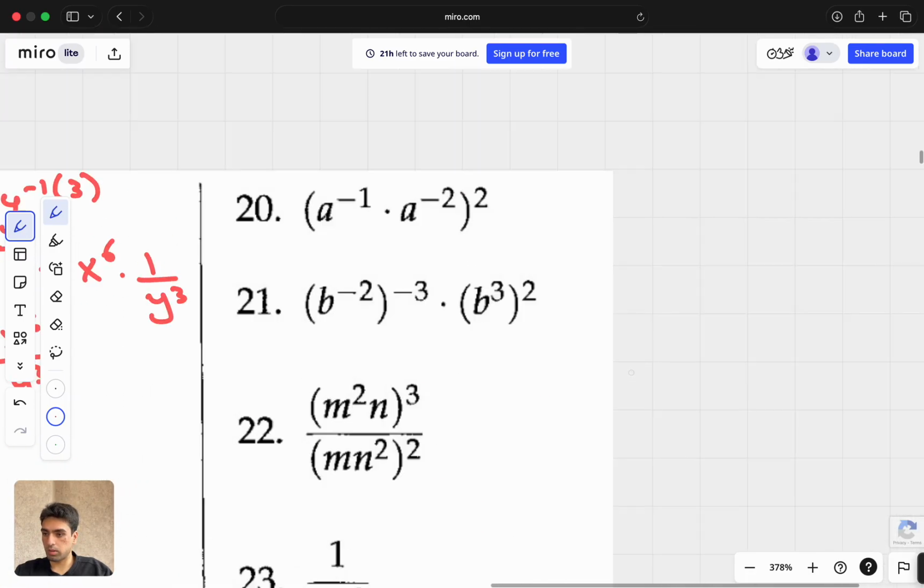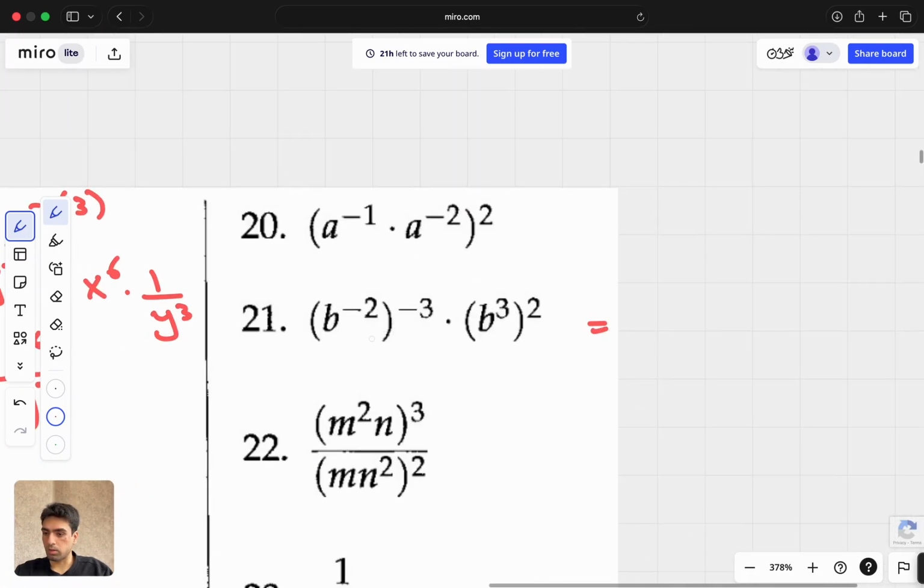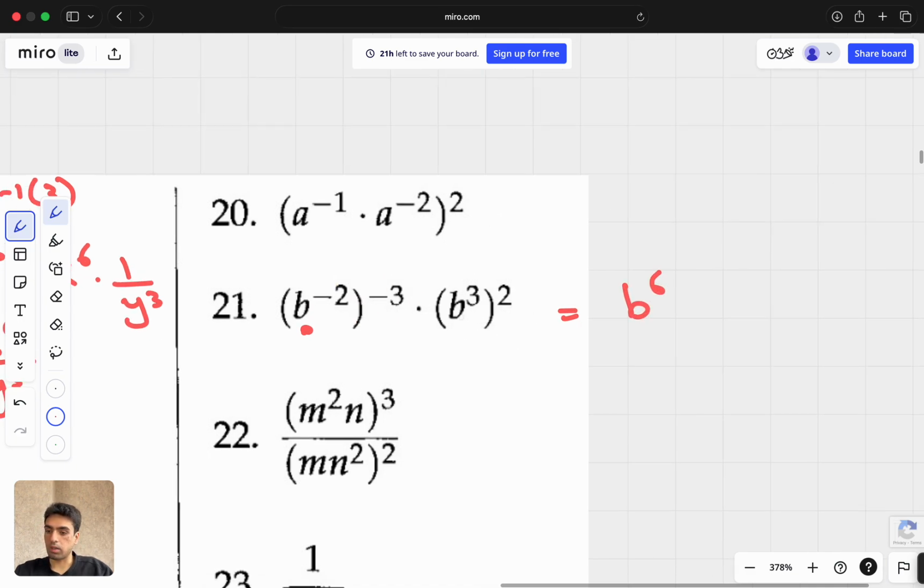Let's try this one. So in this we have b to the power of minus 2 multiplied by minus 3, so you multiply them. Minus 2 times minus 3 is positive 6, so it's b^6. And then we have b to the power of 3 times to the power of 2, so that's also b^6, right? 3 times 2 is 6. So b to the power of 6 times b to the power of 6 is going to be b to the power of 12, because we need to add the powers. 6 plus 6 is 12.